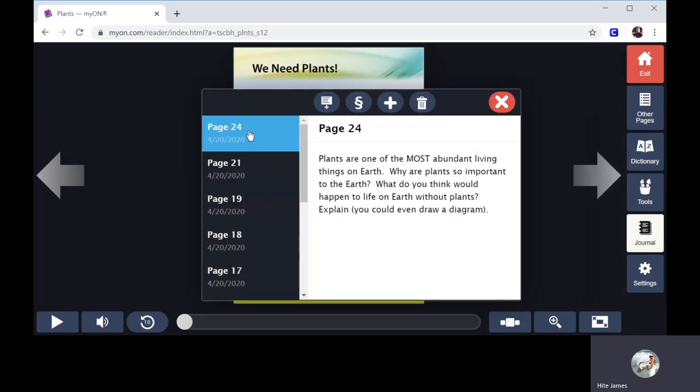And our last question. Plants are one of the most abundant living things on Earth. Why are plants so important to the Earth? What do you think would happen to life on Earth without plants? You can explain this in a paragraph, or you can even draw a diagram or illustration of why plants are so important and why we need them and what would happen if we didn't have plants.